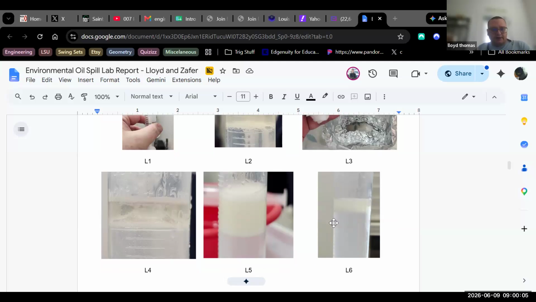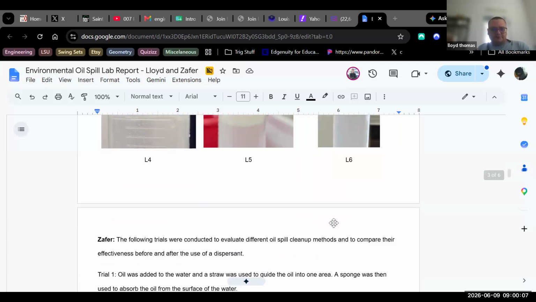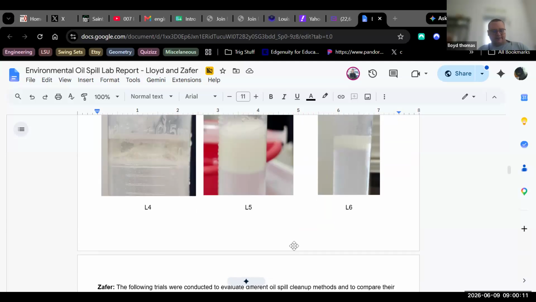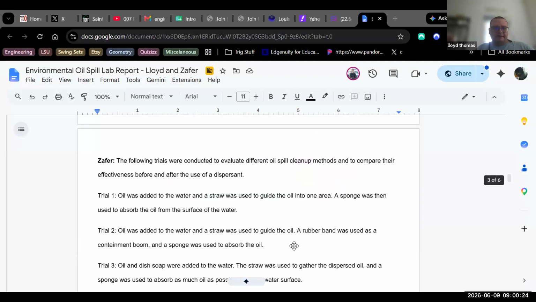So of the two methods, one was better than the other, and that's what I said in my answer: that the skimmer was better than just the absorbent. But I also think, because of the type of absorbent and materials I used, that it wasn't much better.